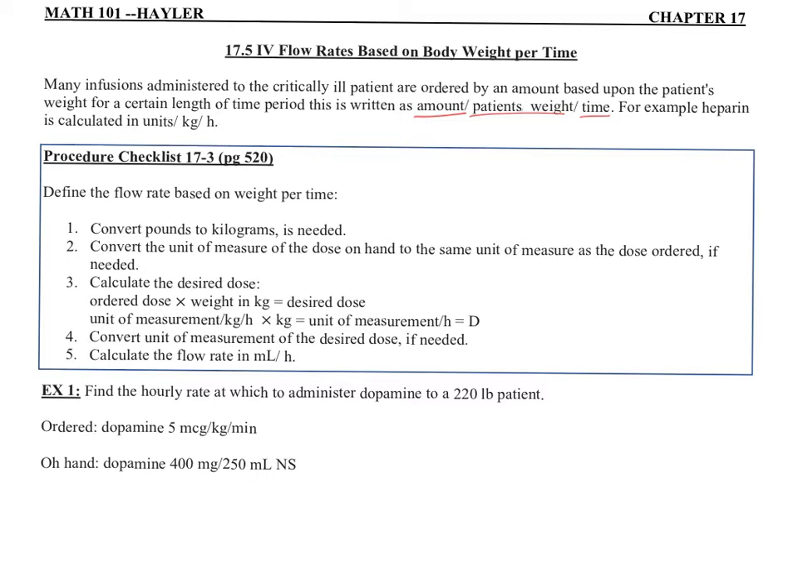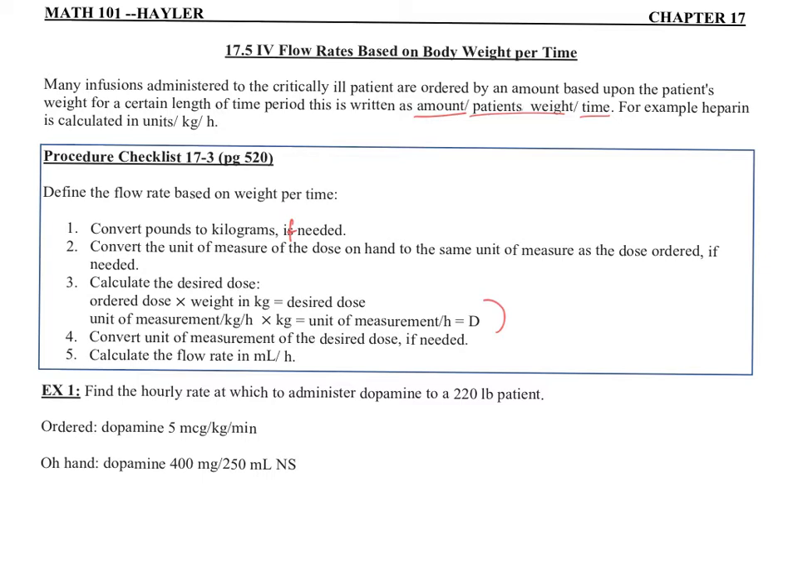So the procedure checklist, 17.3, found on page 520, is the following. Define the flow rate based on weight per time. First, convert pounds to kilograms, if needed. Convert the units of measure of the dose on hand to the same unit of measure as the dose ordered, if needed. Calculate the desired dose. Convert the unit of measurement of the desired dose, if needed. And lastly, calculate the flow rate in milliliters per hour.